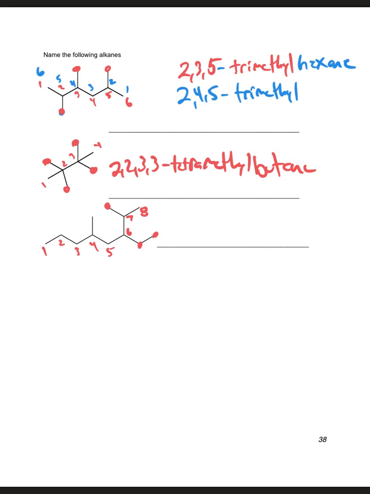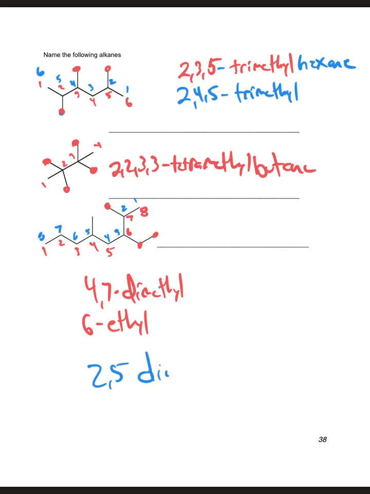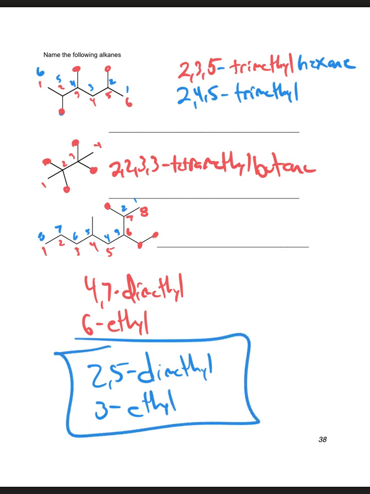Now if we number it that way, we'd have a 4,7 dimethyl and a 6 ethyl. Whereas if we numbered this blue way, starting the other direction, we'd have a 2,5 dimethyl and a 3 ethyl. So we can see from the numbers that the correct way for this one would be the blue way.